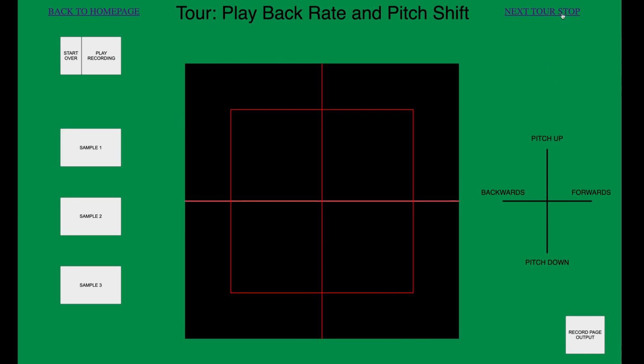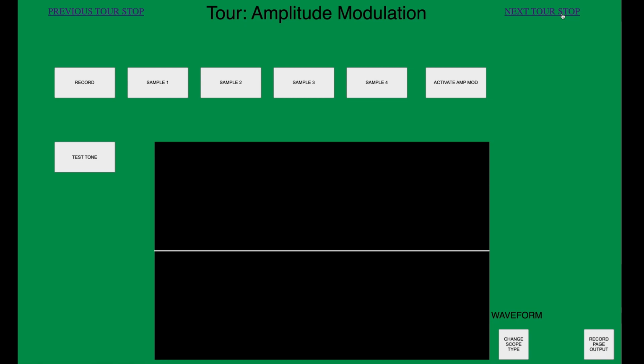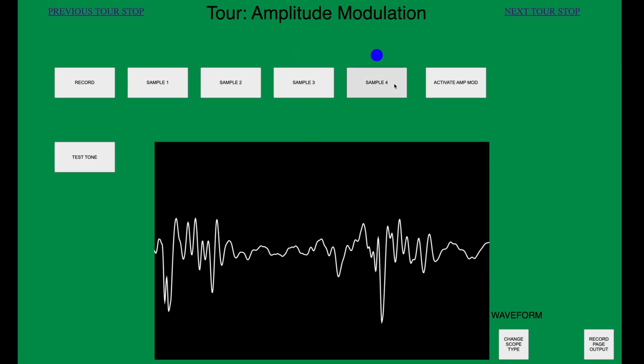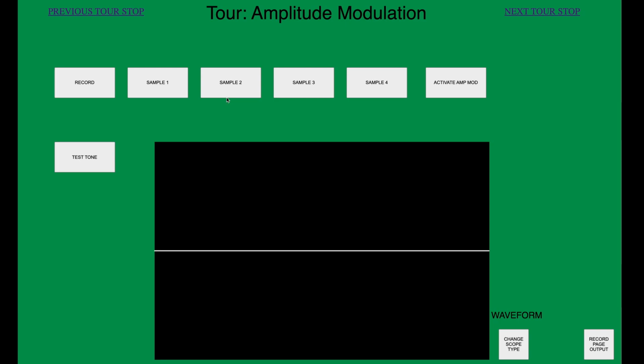Okay, now let's check out amplitude modulation. This is my favorite one and probably the most complex stop on the tour. So again, you have the record button, record out button. Now this has a lot of components to it. So let's see, water bottle, birds, singing, and bass harmonics.